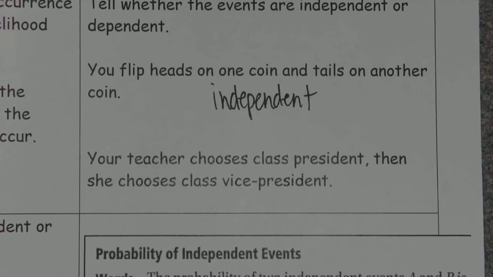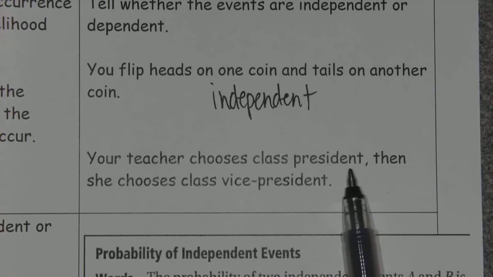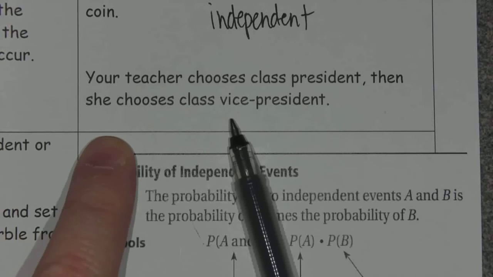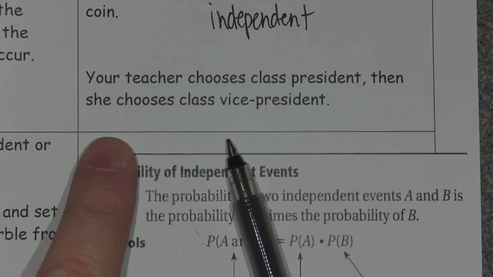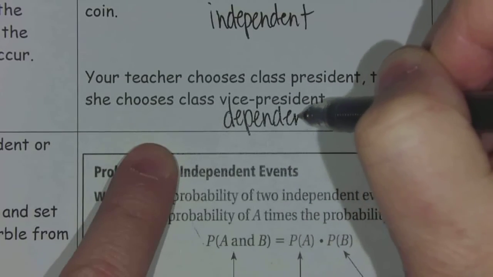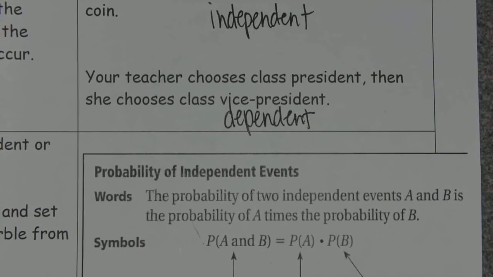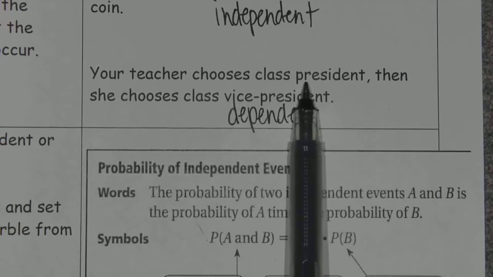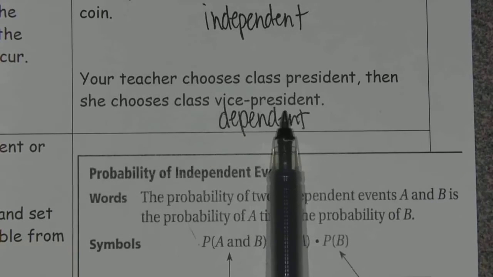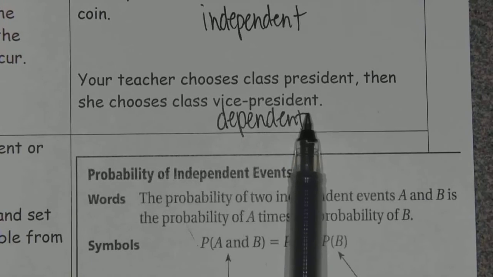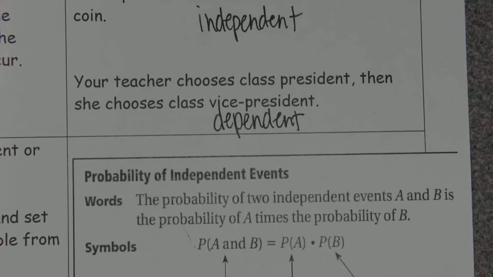Okay, the second example, your teacher chooses class president, then she chooses class vice president. Dependent. Yeah, why is it dependent? Yeah, you're right. That's exactly right, Devin. That's awesome. You have one less person to choose from. Because once you choose president, you don't have that person to choose for vice president. So there's one less person to choose from, which affects the probability. Are you seeing how those probabilities will work today?